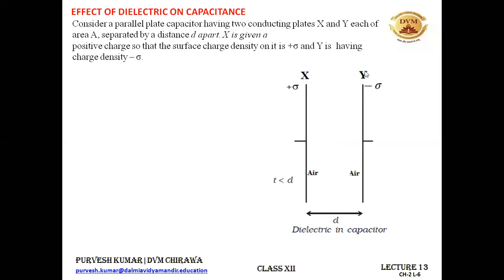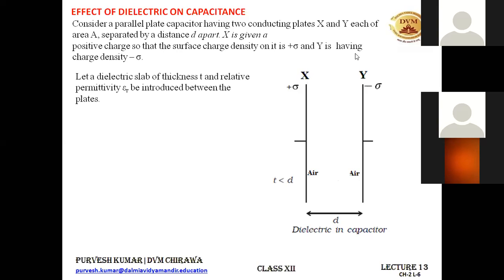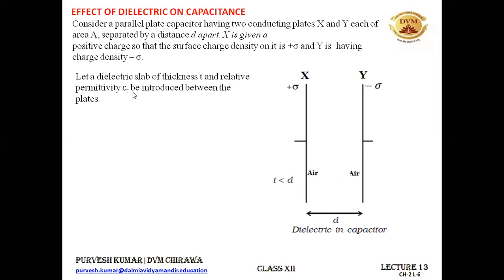Now, let us consider that we have inserted a dielectric slab of thickness small t, such that t is less than d. It means it is inserted somewhere in between. The thickness of the slab that we are inserting is less than the separation between the plates, so the slab will sit somewhere in between, and the dielectric constant of the slab that we are inserting is epsilon r. Relative permittivity and dielectric constant are the same thing.